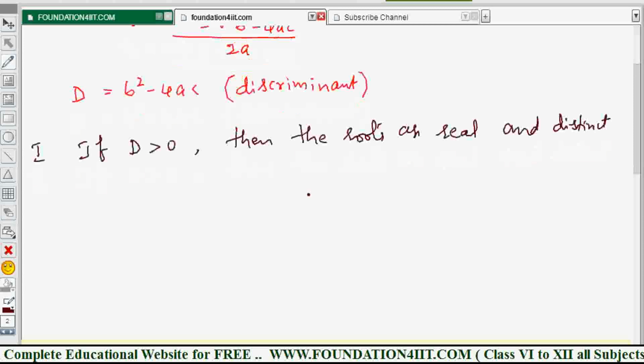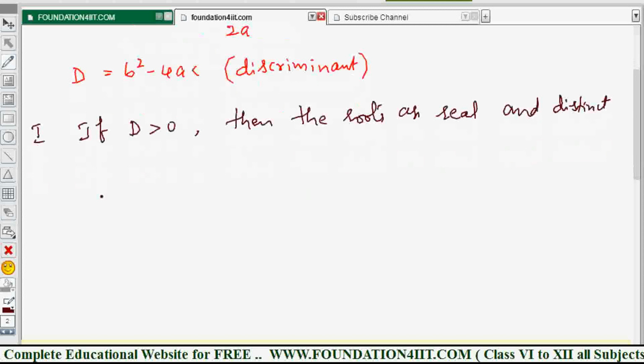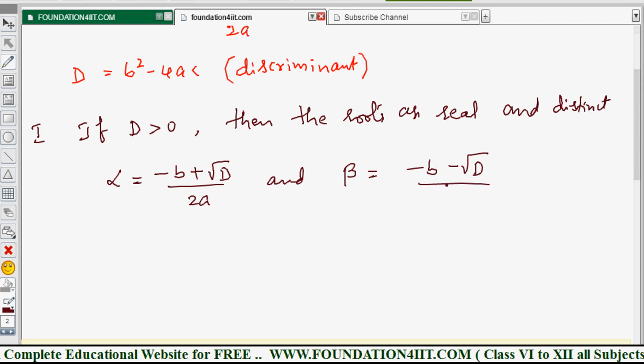So roots are real numbers as well as two different answers. In the same way, for example, if the roots are alpha and beta, then alpha is equal to minus b plus under root d by 2a, and the other root beta is minus b minus under root d by 2a. So d is the discriminant, that is b square minus 4ac. Just keep that in mind. In this first case, if it is greater than 0, roots are real and distinct, real numbers as well as two different answers.